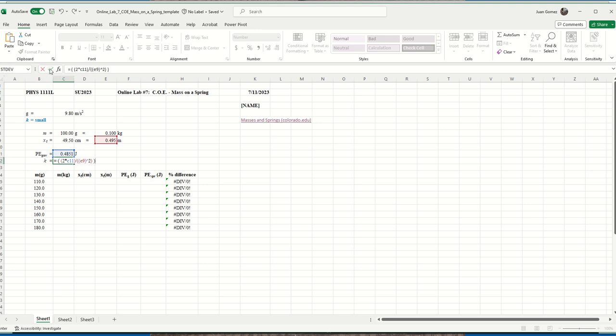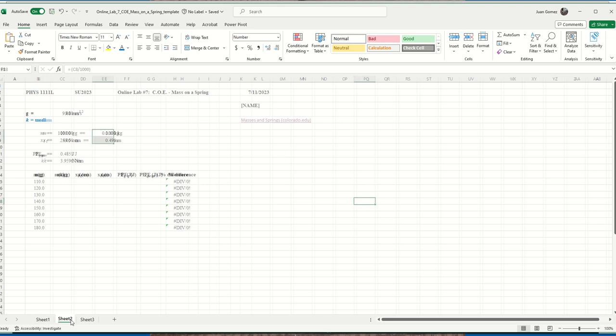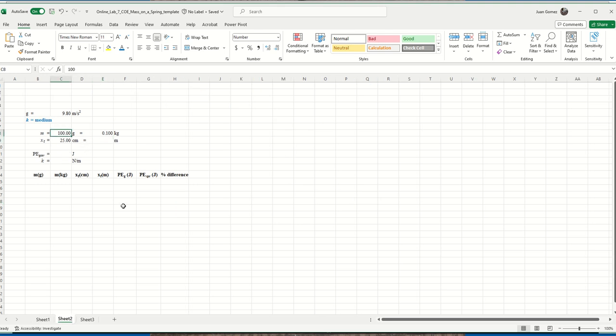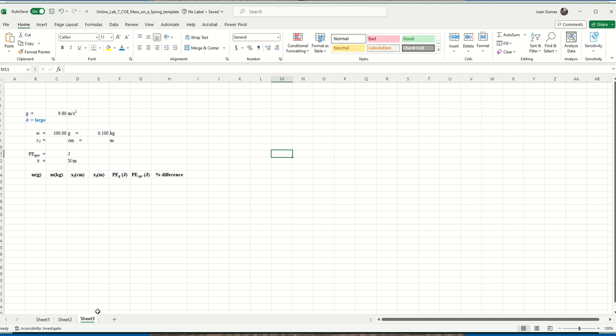Hit check. And that is my K value, 3.9596. And we'll leave it at that. Okay, that's my K value. Now notice, we're going to use the same mass in sheets 2 and sheets 3.